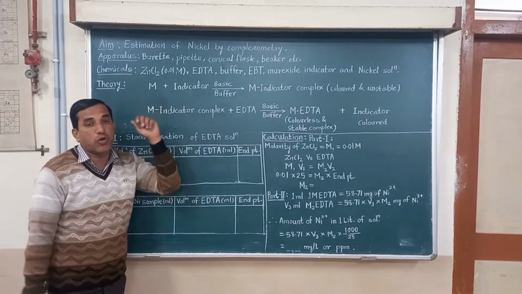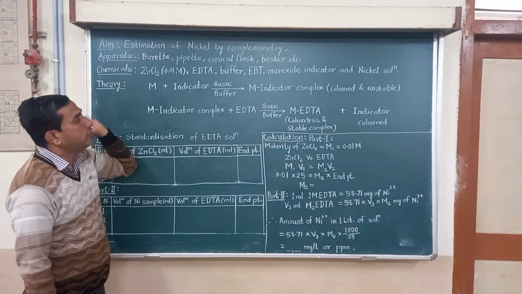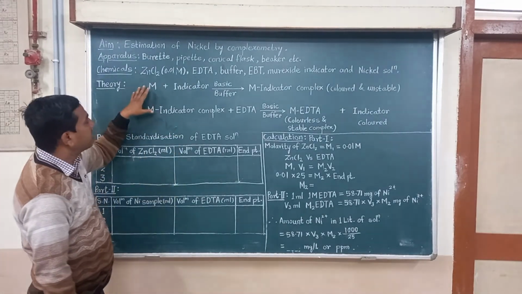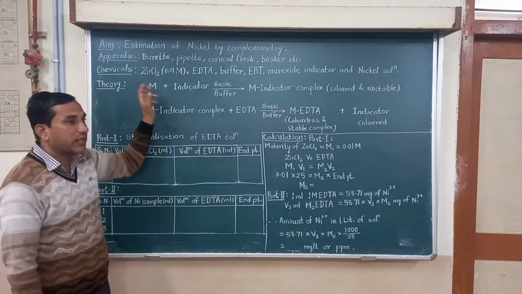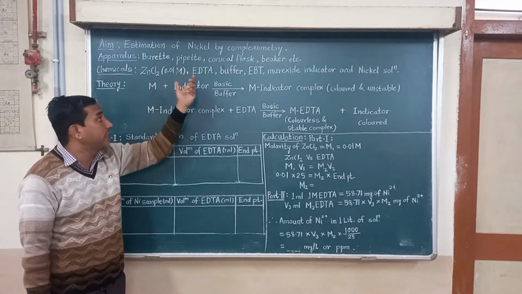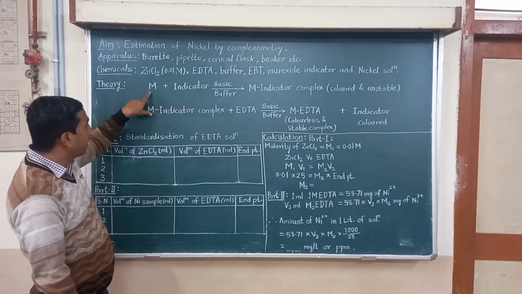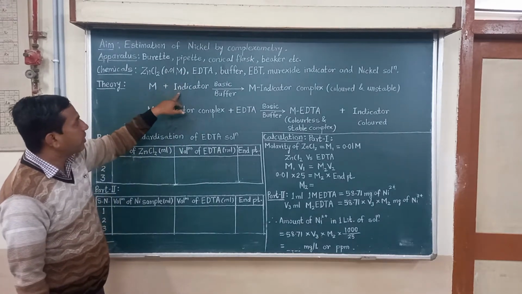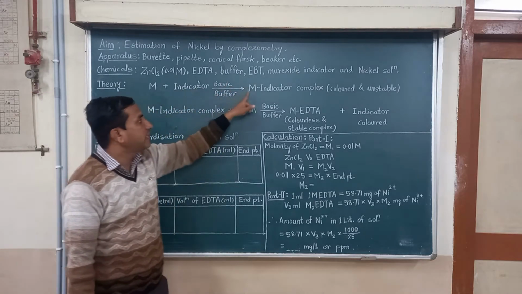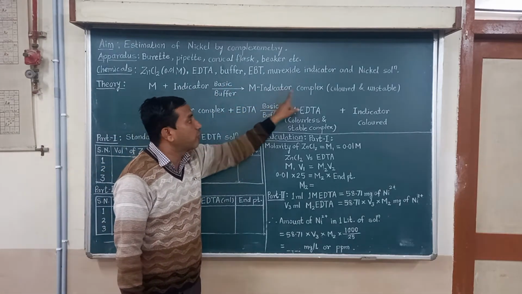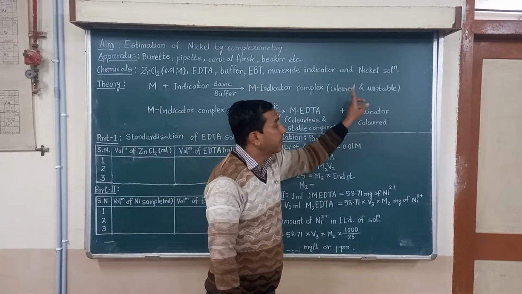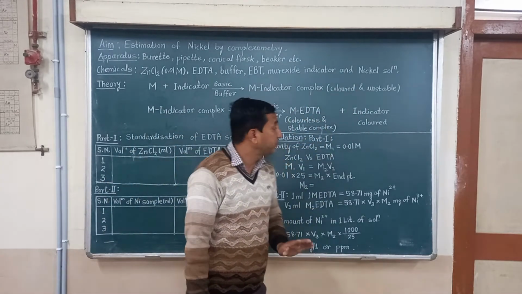As I said, this is complexometric titration where a complex forms between metal and complexing reagent. The reaction takes place like this: this metal may be nickel, calcium, magnesium, but since we are estimating nickel here, we can take nickel. So when the metal reacts with the indicator in a basic buffer medium, first there is a formation of a metal indicator complex.